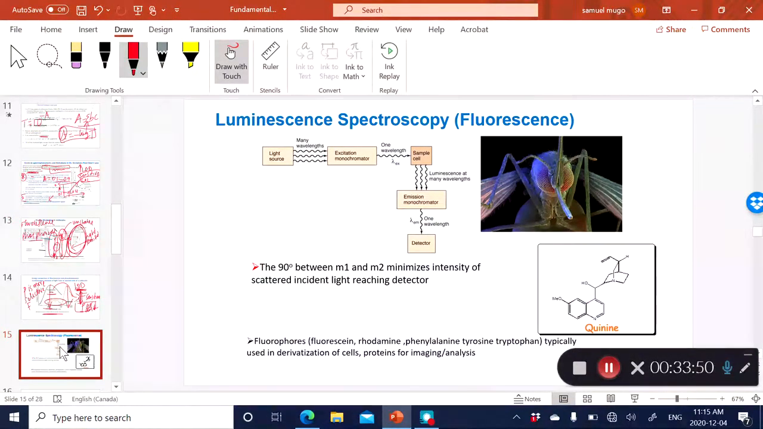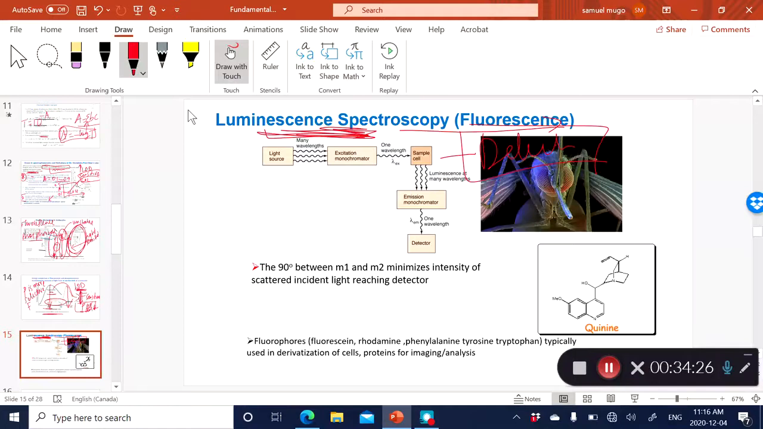So when you're making an emission spectrometer, or what you refer to as luminescence spectroscopy in general, you can see the difference between absorbance spectrometers and emission spectrometers in terms of the configuration of the components. Take note of that. The configuration is different. As you can see with the absorbance, I had the light source, the monochromator, the sample, and the detector around there. It was in linear fashion.